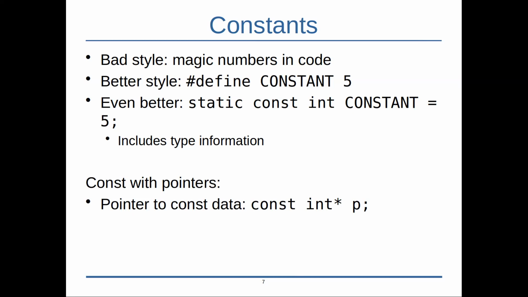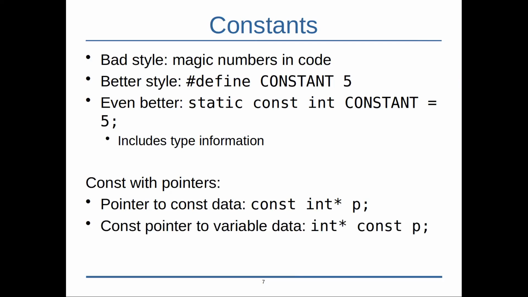Also you can use const with pointers, for example a pointer to const data. So const int star p means that we have a pointer which we can change if we want, but it points to constant data which we cannot change. So some read-only data. Typically, let's say you have a const char and some string, you cannot modify the content of the string, but you can modify the pointer.